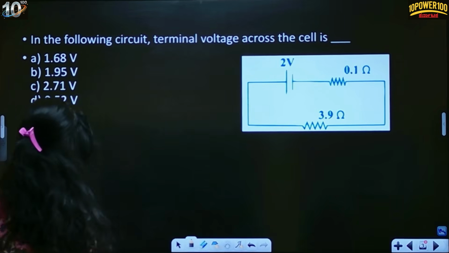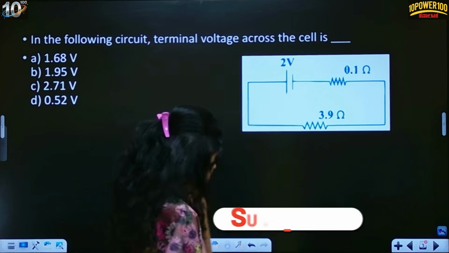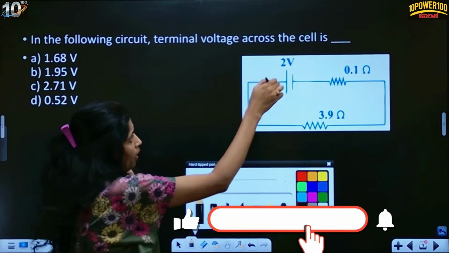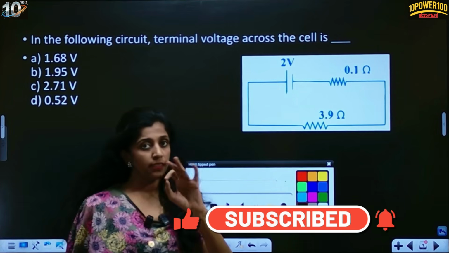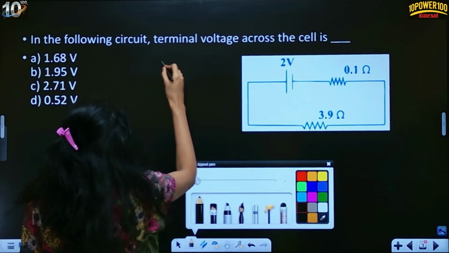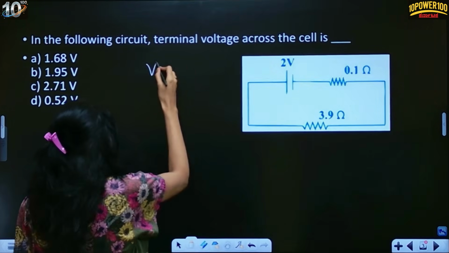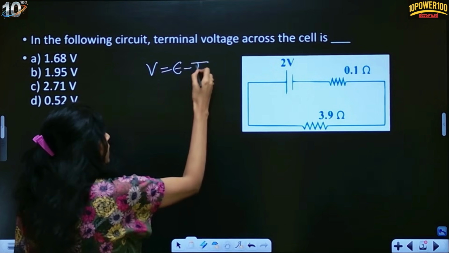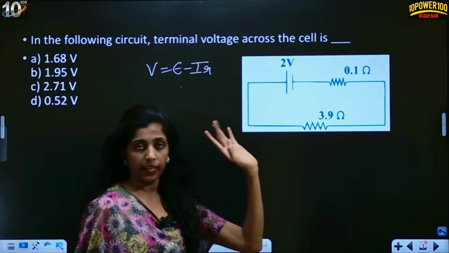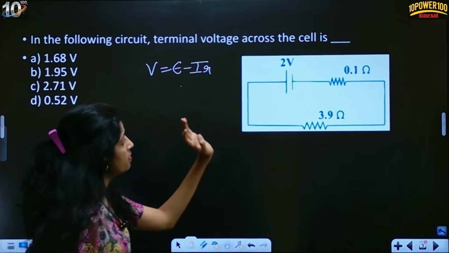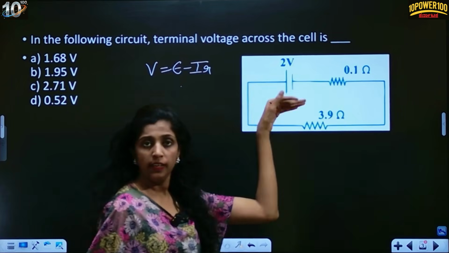Fine, so now in the following circuit, terminal voltage across the cell is ಆಯ್ತಾ, ಈ cell, okay, you have a cell over here, right? So what's a terminal voltage anta kelta idare. So let us know terminal voltage formula. V equals E minus I R. Okay, so ivaga EMF ide already 2 volt ide alva, it is already given, and resistance across the cell andre 0.1 ohm is the cell guys.